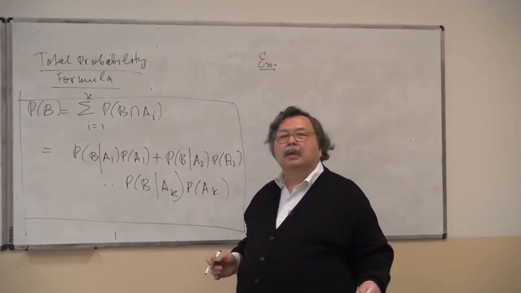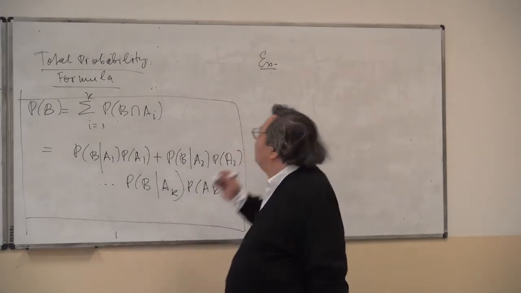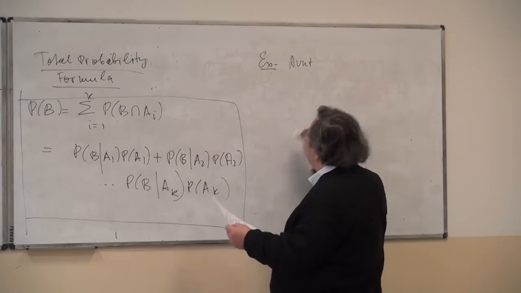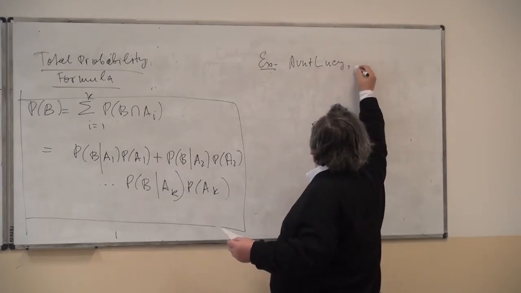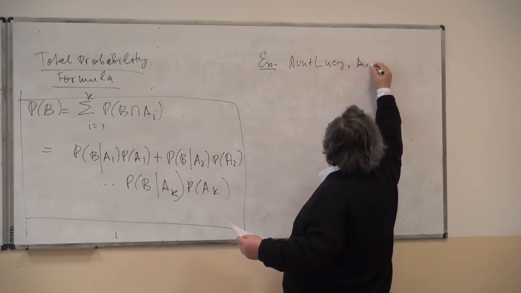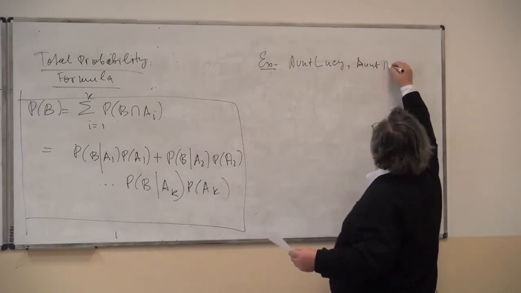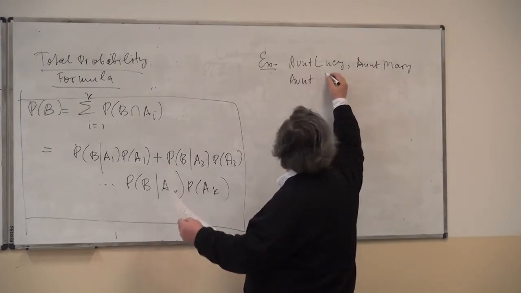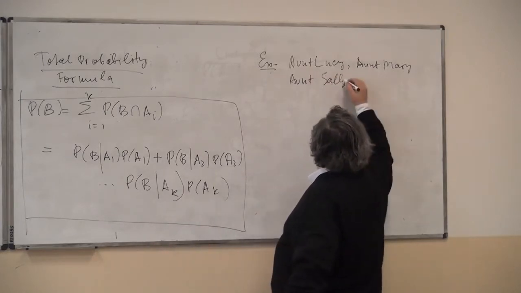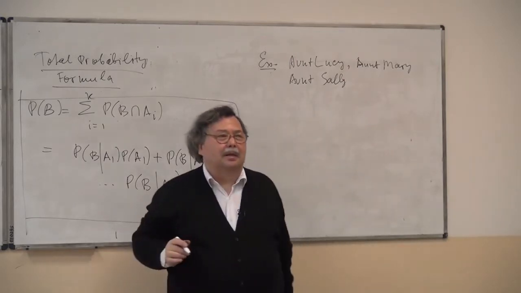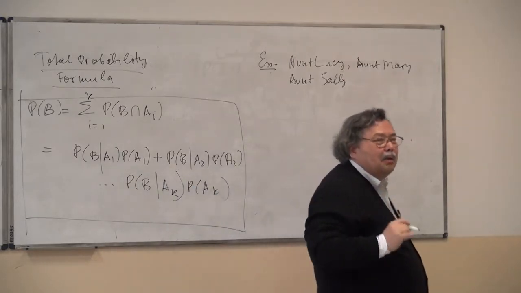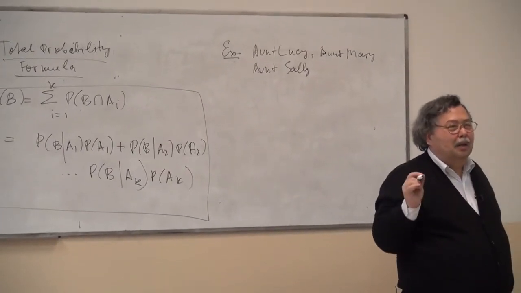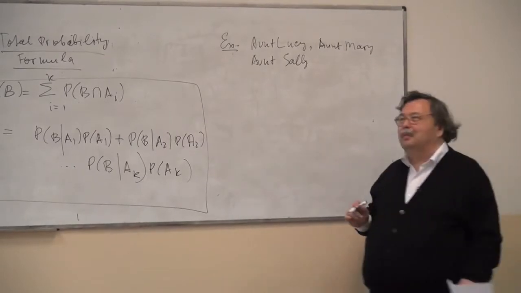Well, a certain student has 3 aunts: Aunt Lucy, Aunt Mary, and Aunt Sally. And these loving aunts send this student letters from time to time. And what's more, some of these letters contain banknotes. Okay, this is the interesting part.